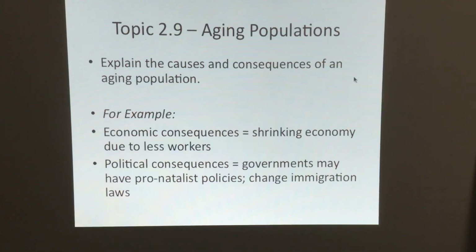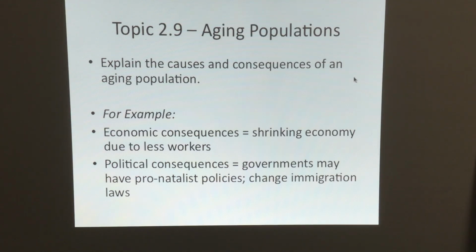So I'm going to go over a couple things. For example, this was what you did with the case study, and a lot of you figured this out. Economic consequences of an aging population: well, you're going to have a shrinking economy because you're going to have fewer people actually in the workforce. Some political consequences: governments may start to put in place pro-natalist policies because they need to increase the workforce and the future workforce, and they don't want their economy to shrink.